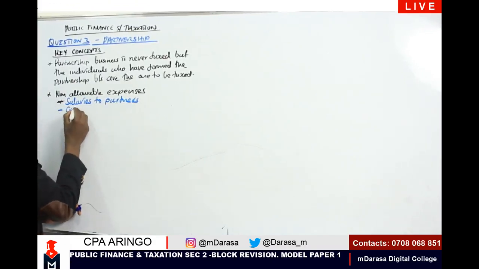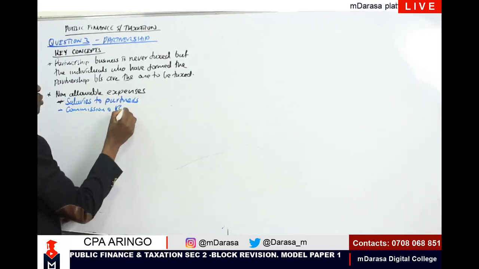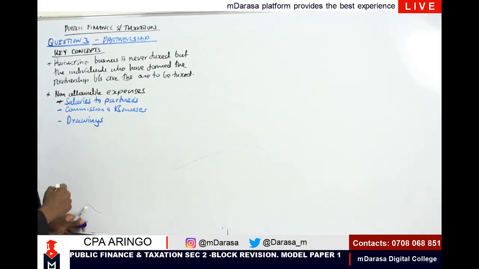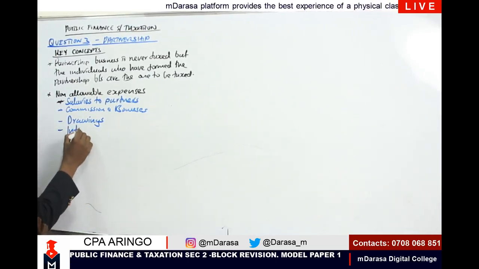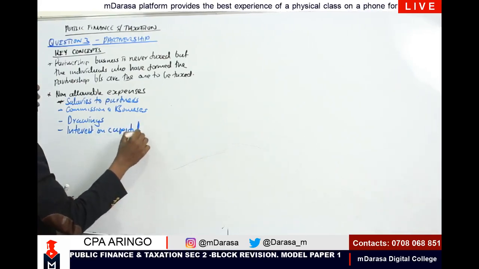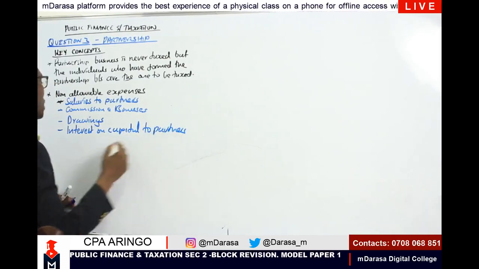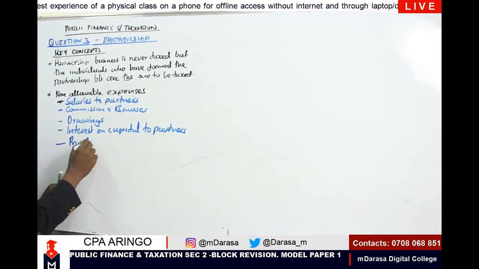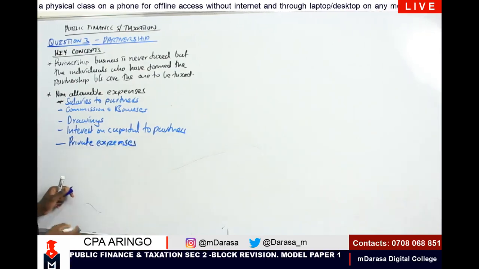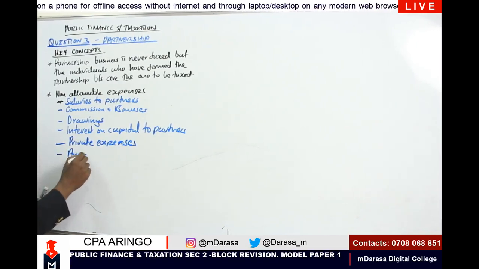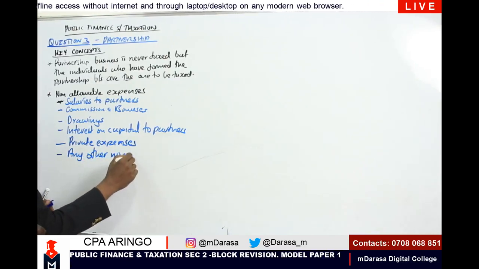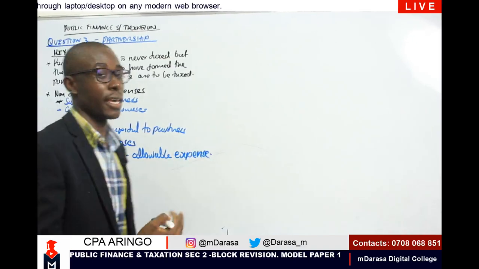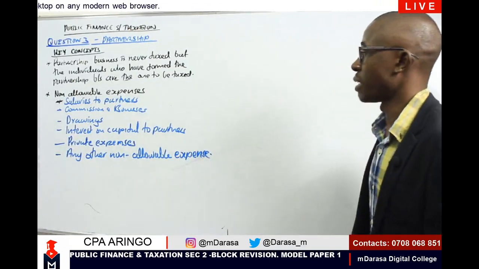Number two, commission and bonuses to partners will always be taken as non-allowable. Talk of drawings by partners, they will always be taken as non-allowable. Interest on capital to partners will always be taken as a non-allowable expense. Number three, private expenses of partners are always going to be taken as non-allowable. And any other non-allowable expense, just like any other business, we are going to take as non-allowable.